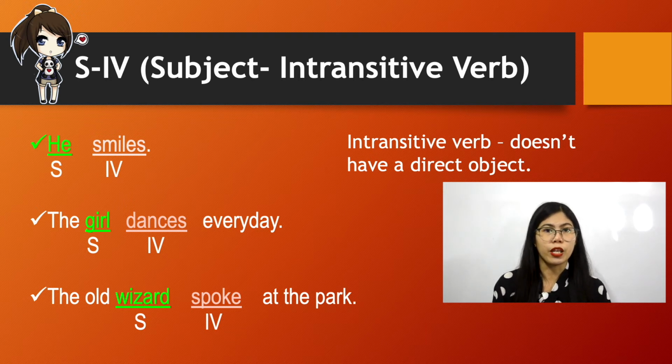Another example, the old wizard spoke at the park. The verb spoke is an intransitive verb because we don't have a direct object. Moreover, this statement is answerable by the question where. If you're going to ask, where did the old wizard speak? The answer is at the park.